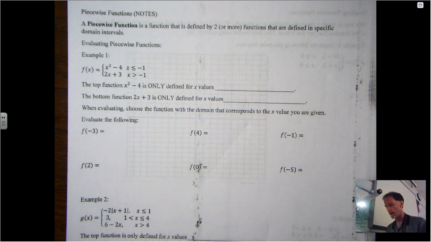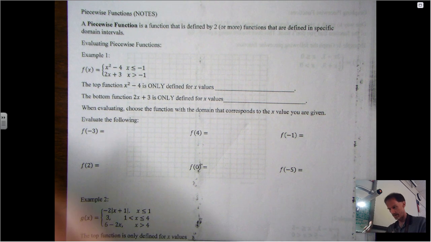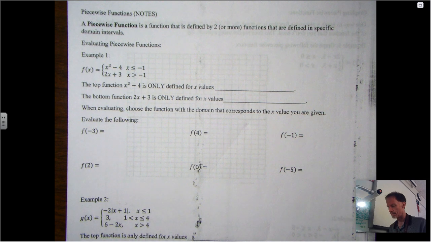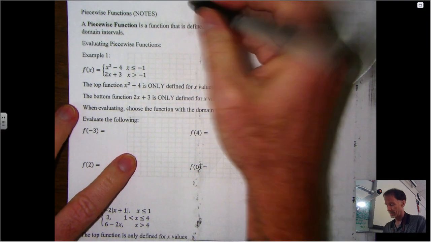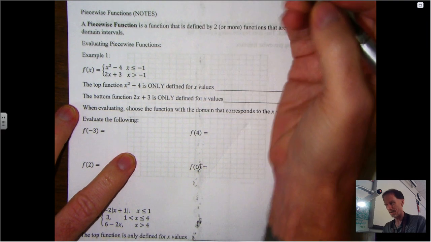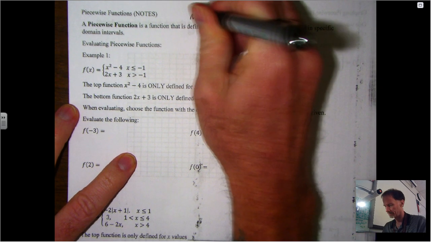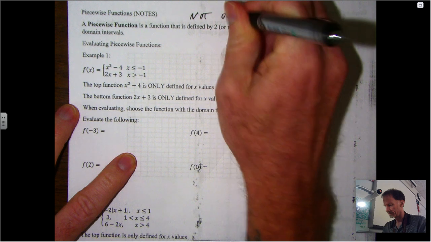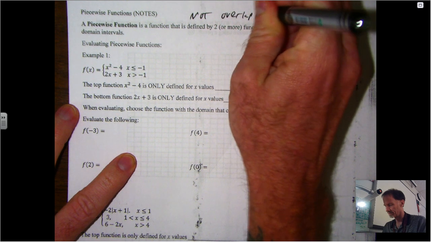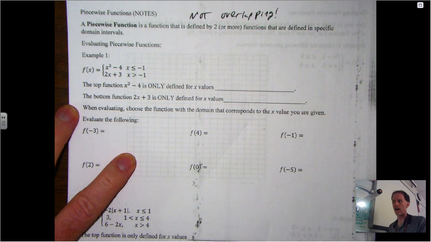Just like the name implies, it's a function that might be defined by two or more things. In other words, it's a function that's kind of in pieces. But the one thing about piecewise functions, remember, is those pieces are not going to overlap. Well, if it does overlap, it's not a function. I'll revisit that when we get into the graphing part of this.